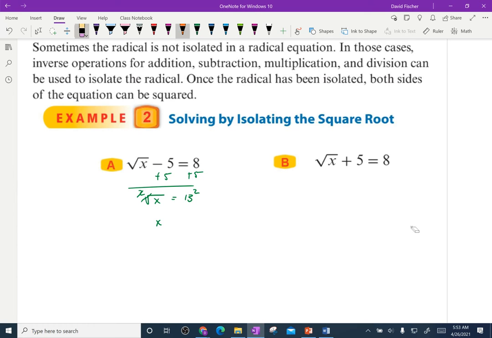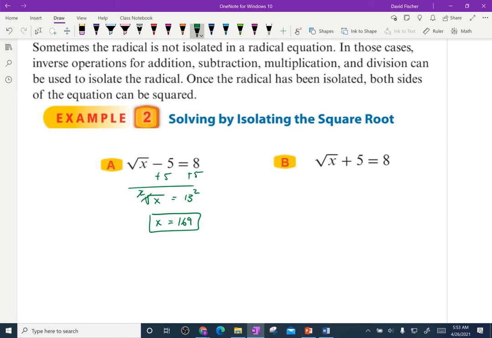Okay. And then I have 13 times 13. 13 squared is 169. I just want to make sure.